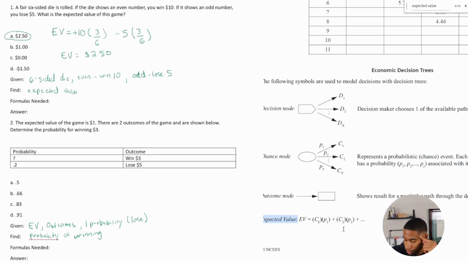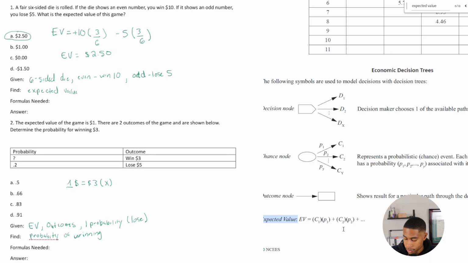So we know that EV is the $1. We know that our C1 is you win $3, right? $1, we win $3. And these are dollar signs. Hopefully you all can read my handwriting. All right, so $3, what's the probability of the $3? Well, we don't know that. So that's going to be X.